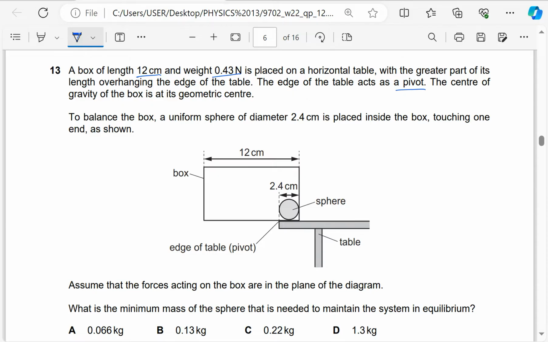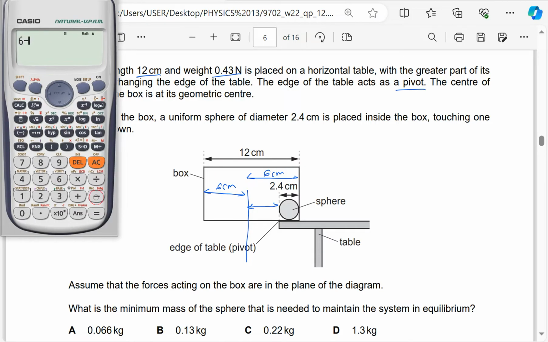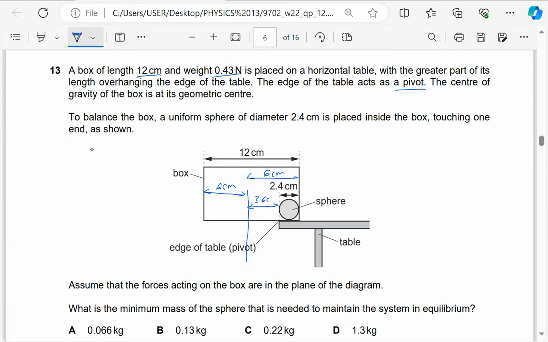Let me locate the center. Let's say it is here at a distance of, this is going to be 6 centimeters. This is also going to be 6 centimeters at the geometric center. So the distance from the edge is going to be 6 minus 2.4. So this distance is going to be 3.6 centimeters. So the weight of the box is here.